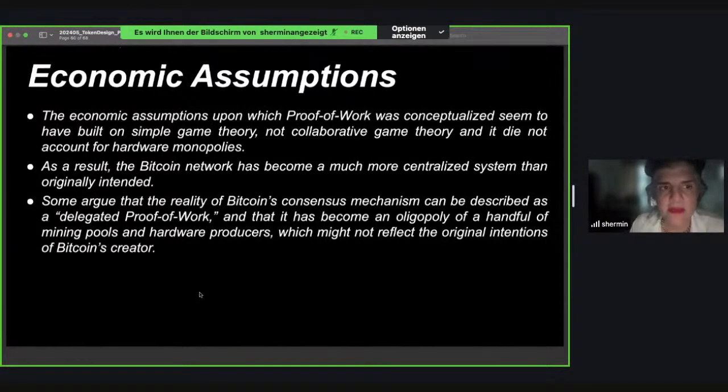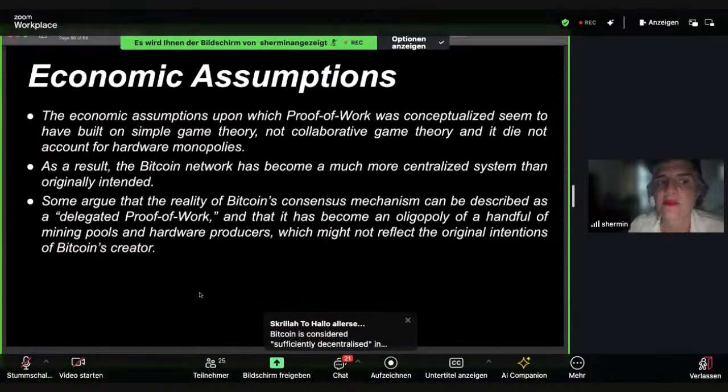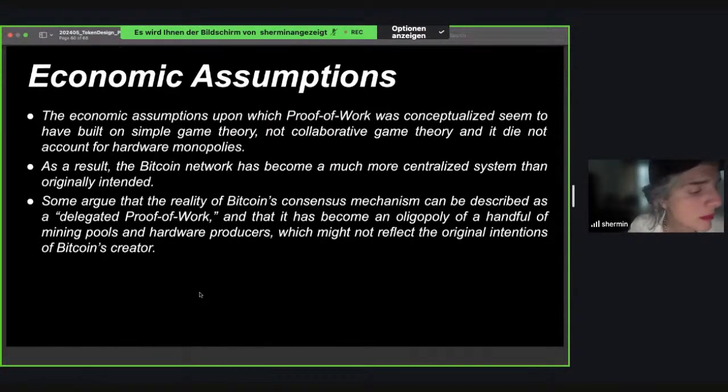When it comes to the economic assumptions, Bitcoin has never been manipulated. The network transactions have not been manipulated to date, not to my knowledge. So the economic assumptions hold. But unfortunately, the economic assumptions upon which proof of work was conceptualized seem to have built on simple game theory, not collaborative game theory or game theory that includes behavioral economic assumptions, because people are not always only profit maximizing.